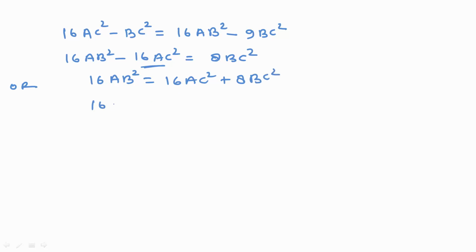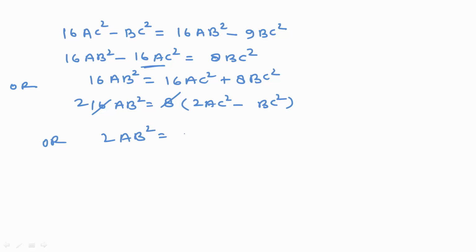taking 8 as common. 16 AB square is equal to 8 times 2 AC square plus BC square, 8 twos are 16, or 2 AB square is equal to 2 AC square plus BC square, and this is proved.